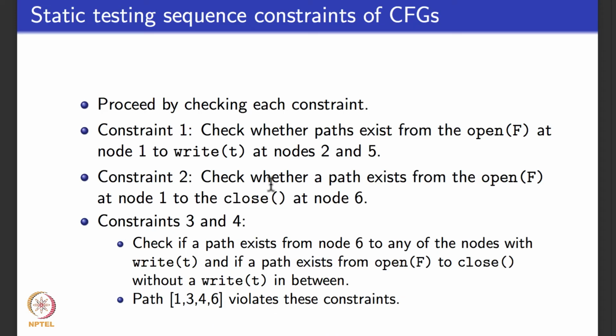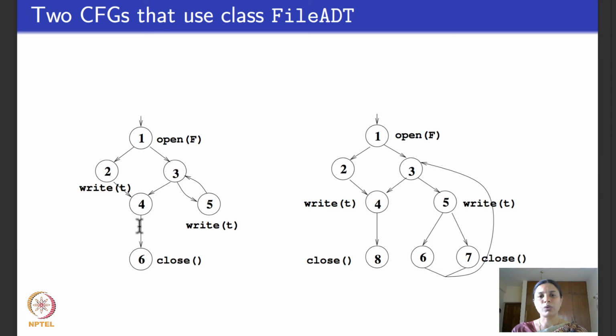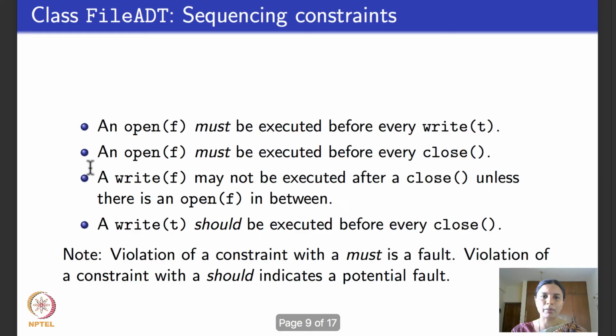For the second one, similarly, you check whether there is a path from the open at node 1 to the close at node 6. It so happens that there are. If you see, 1, 2, 4, 6 is one path, 1, 2, 3, 4 is one path, 1, 2, 3, 5, 3, 4, 6 is one path. So there are paths. So as far as the second requirement, open must be executed before every close, I'm still doing fine.